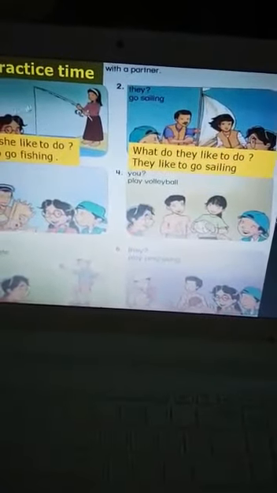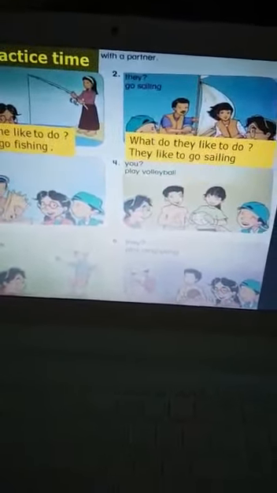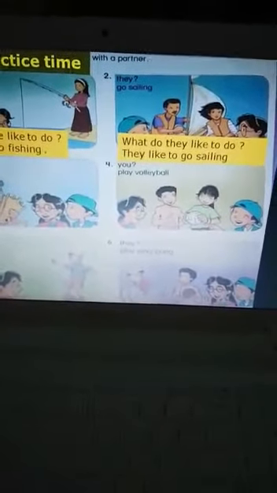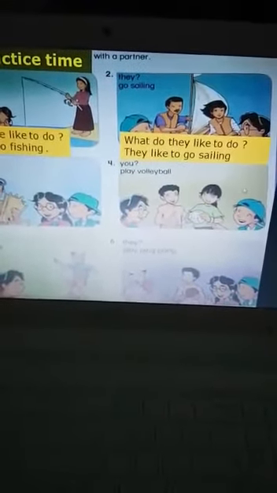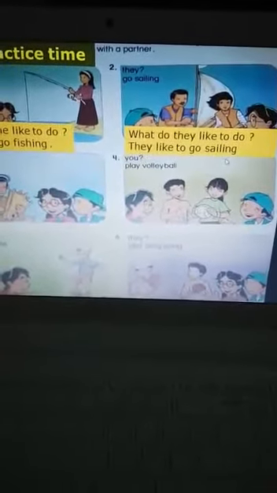Here the subject, they, the verb go sailing. What do they like to do? They like to go sailing.